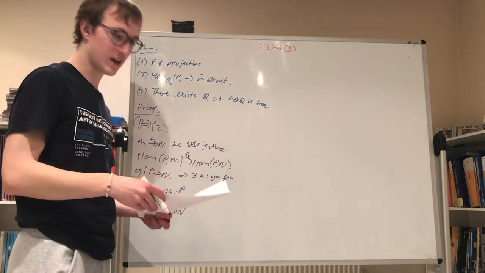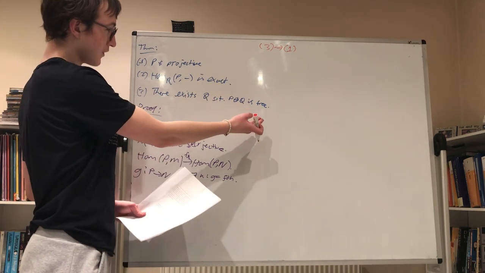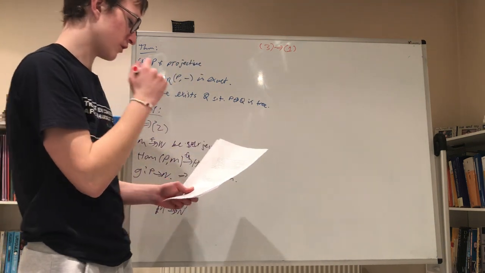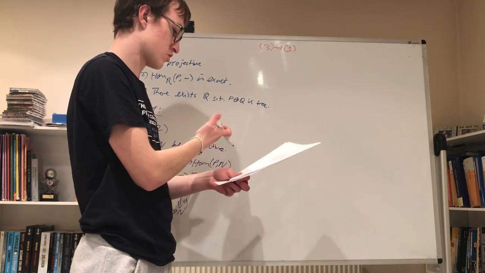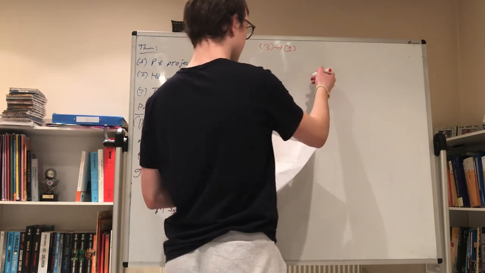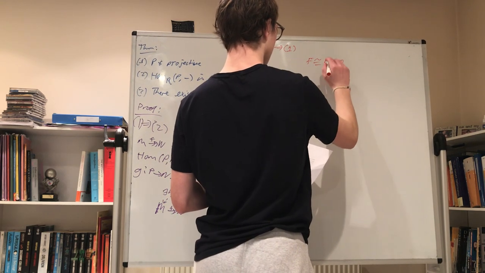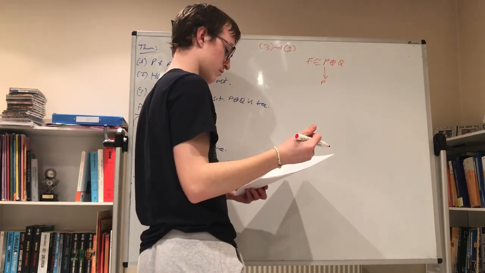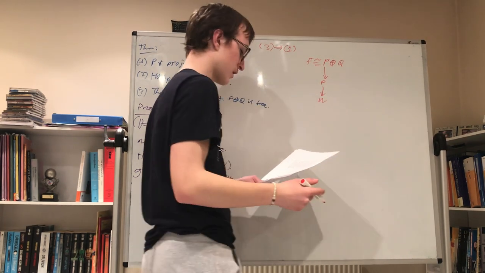So how do we do this? Oh yes, this is the statement that there exists a Q such that P plus Q is free. And this implies that P is projective. So, let's suppose that it's true. Then, let's form the diagram. We have some free module F, it's isomorphic to P plus Q. Now this, we can send down to P via just a projection. And this we can send down to just some N.